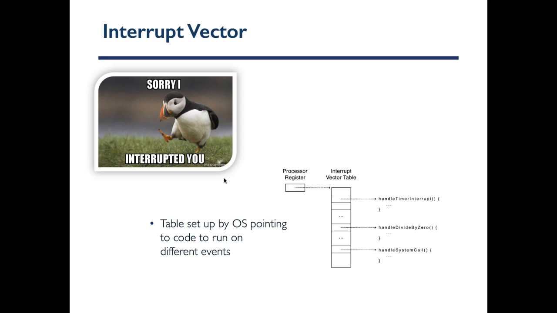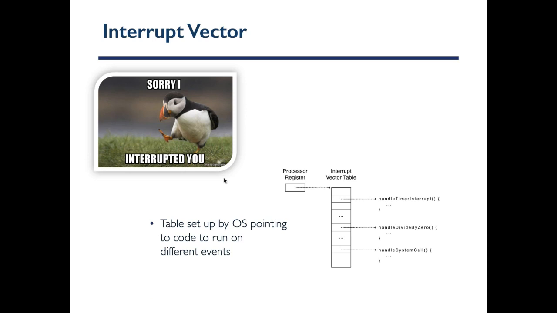So let's say you were running some code and an interrupt happened. The processor looks at its register. It has a specific register that points to the interrupt vector table. Then, looking at what kind of interrupt has happened, it just indexes into this table and goes where it has to go.